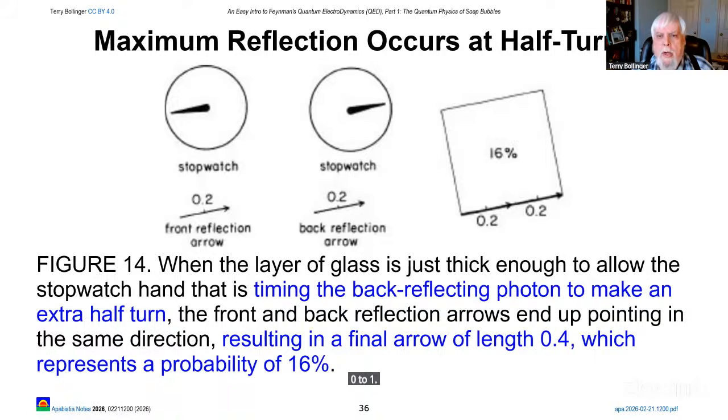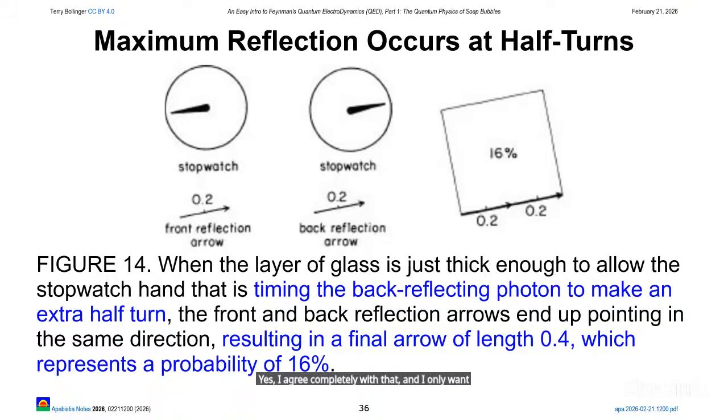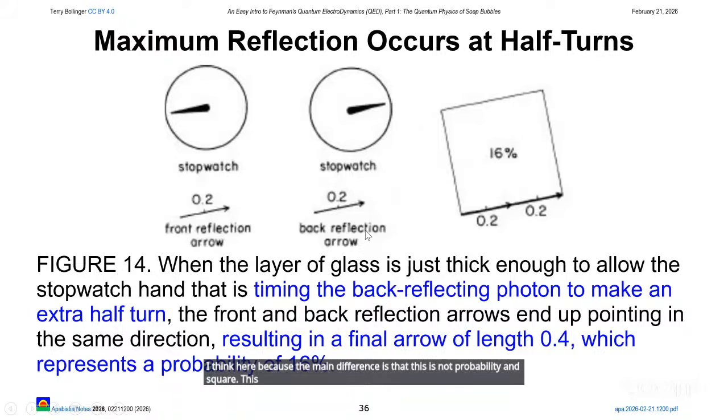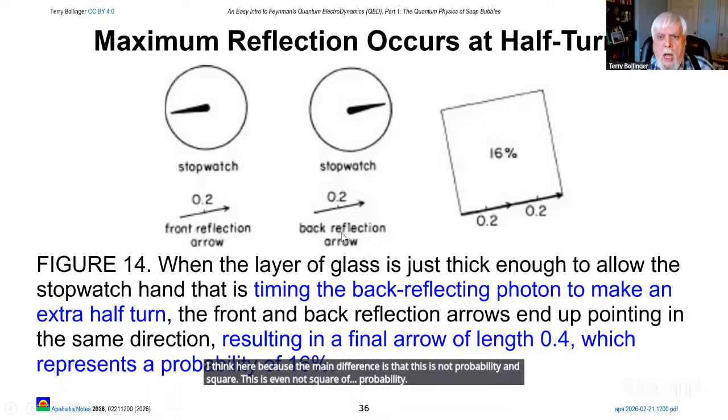Yes, I agree completely with that. If we can, we should not use probability as the main thing here, because the main difference is that this is not probability and square. This is not even the square of probability. No, it is not. Agree completely.